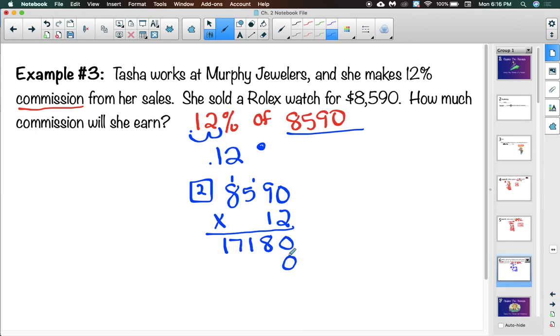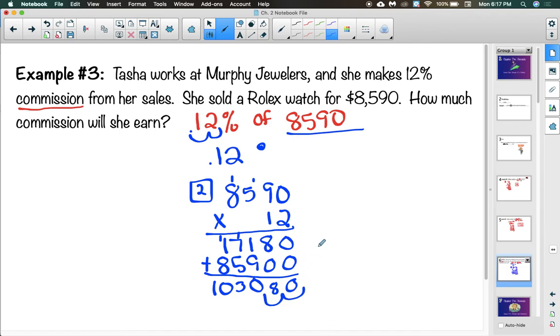Okay, placeholder 0. 1 times 0 is 0. 1 times 9 is 9. 1 times 5 is 5. And 1 times 8 is 8. Now we just add them up and move our decimal back into place. Okay, so that's what I'm doing here. I'm just adding these up. And, oh boy, we get 103,080, but that's not factual, right? We have to remember to move our decimal 2 places back into the problem.